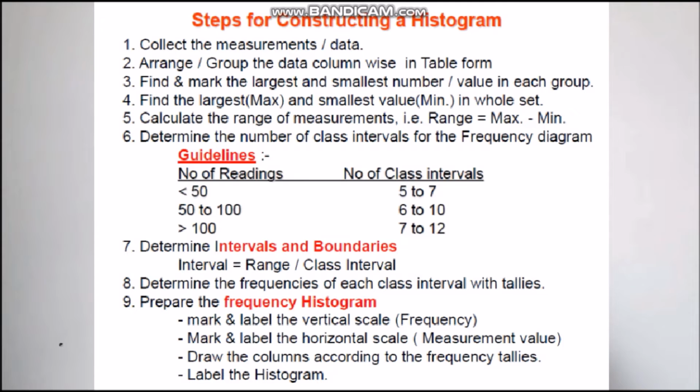And next, determine the interval and the boundaries by range. The range divided by the number of classes of interval gives you the interval size. Next, determine the frequency of each class interval with a tally. Lastly, prepare the frequency histogram by marking and labeling the vertical scale as frequency and marking the class horizontal scale as the measurement value. Draw the columns according to the frequency tallies and label the histogram.